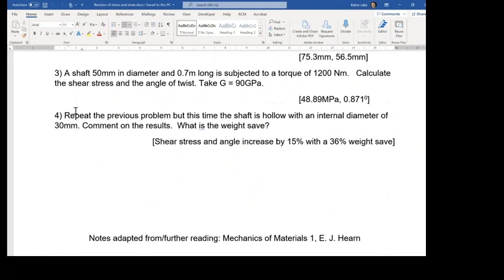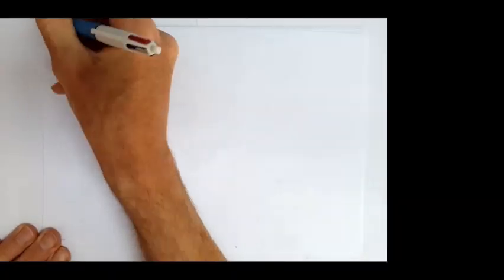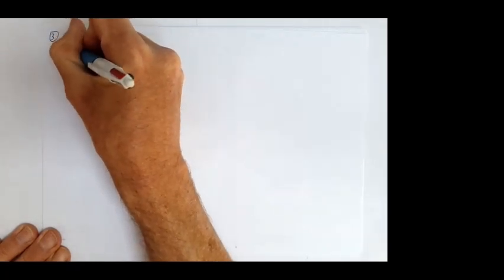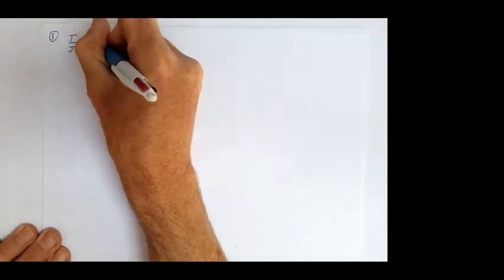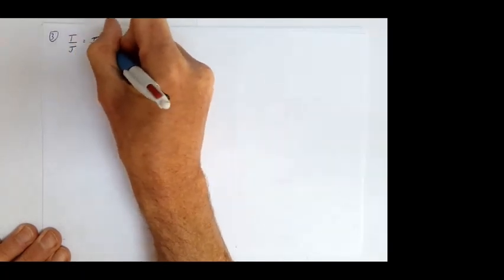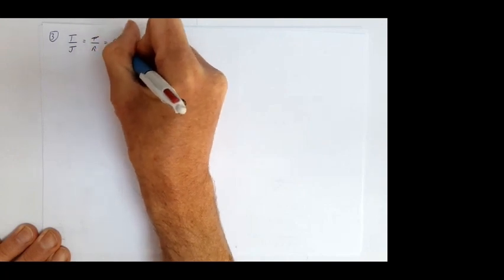Question 3. A shaft 50 millimeters in diameter and 0.7 meters long is subjected to a torque of 1,200 Newton meters. Calculate the shear stress and the angle of twist. Take G as 90 gigapascals. Okay, so this is quite a simple question. We're going to use the simple theory of elastic torsion. So T over J equals Tor over R equals G theta over L.